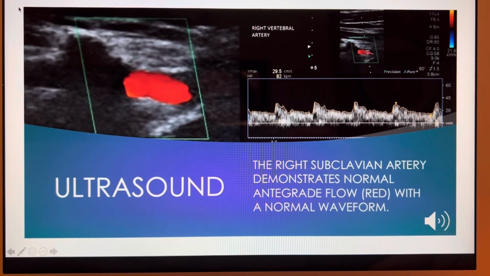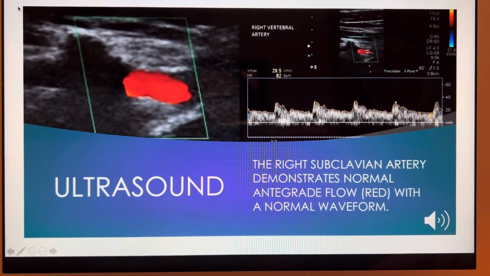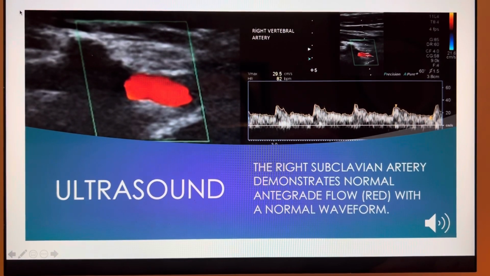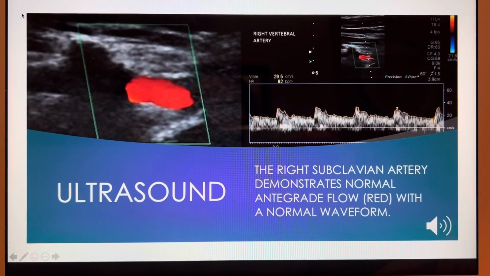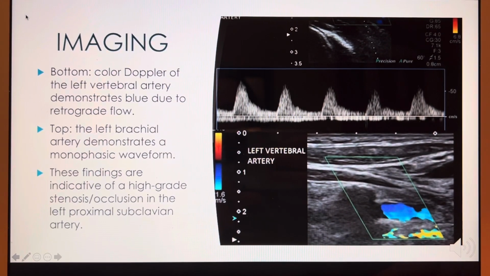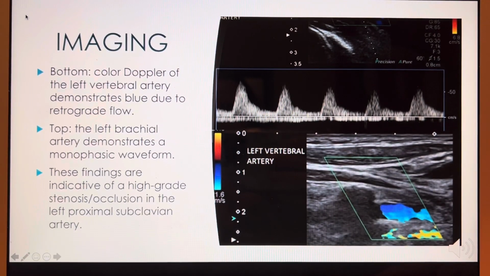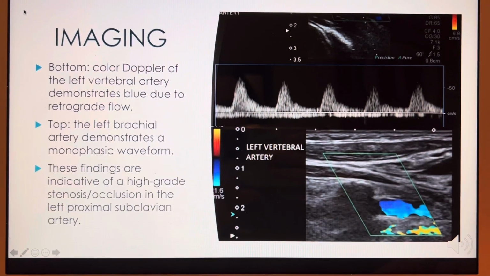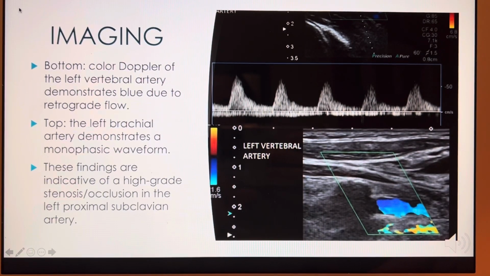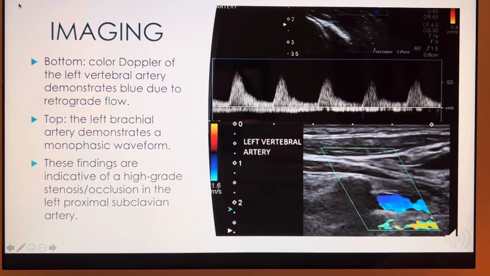So both the right and left vertebral arteries were evaluated using ultrasound, and the right subclavian artery demonstrates normal antegrade flow, which is represented in the red with a normal waveform. These pictures are of the left side, and the bottom picture demonstrates the color Doppler of the left vertebral artery, and it's blue due to the retrograde flow. And then the top picture is of the left brachial artery, which demonstrates a monophasic waveform. These findings indicate there's a high-grade stenosis or occlusion in the left proximal subclavian artery.